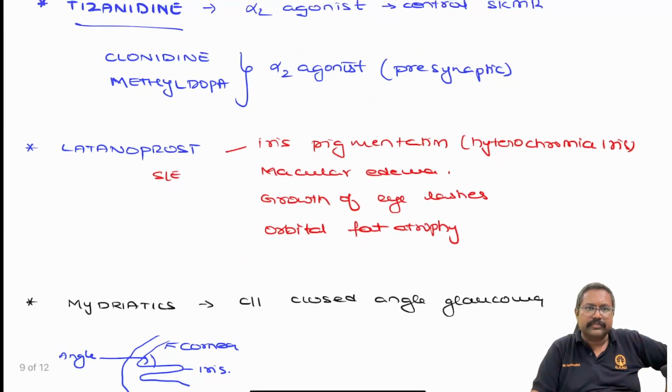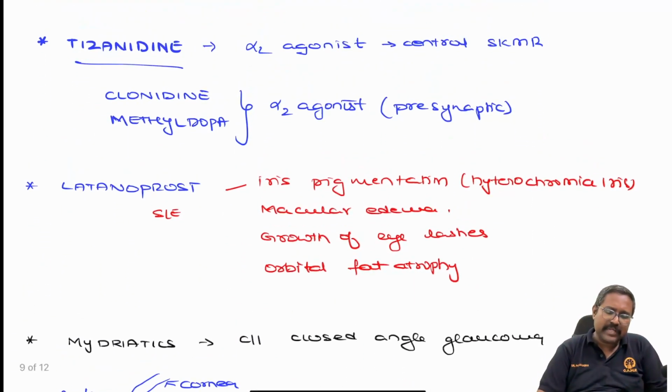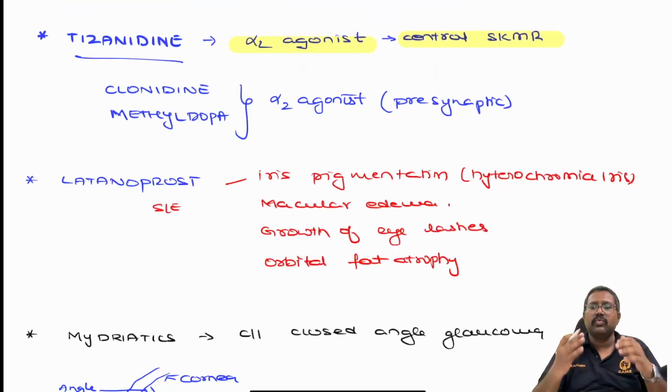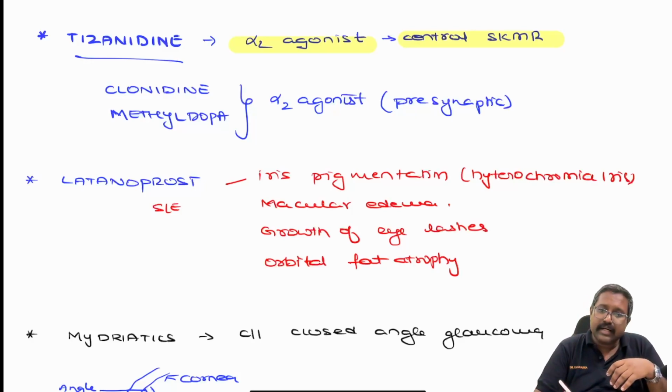Next you have tizanidine. Please remember again, tizanidine can be asked. Tizanidine is an alpha 2 agonist. Basically, they are centrally acting skeletal muscle relaxants. So what are the other two alpha 2 agonists and their uses? We have alpha 2 agonists like clonidine and methyldopa.